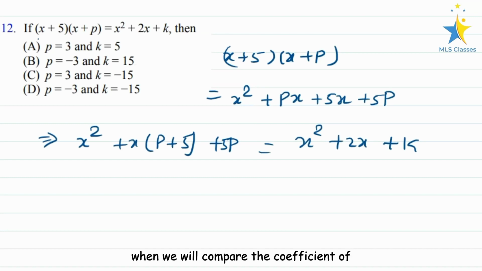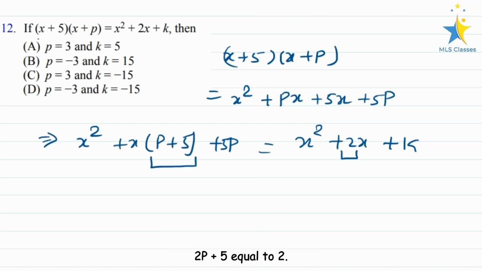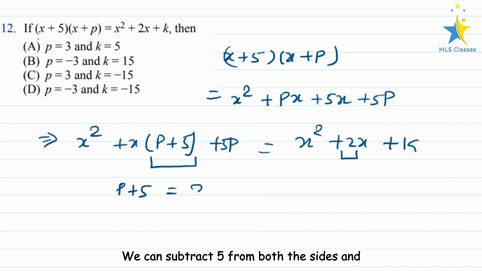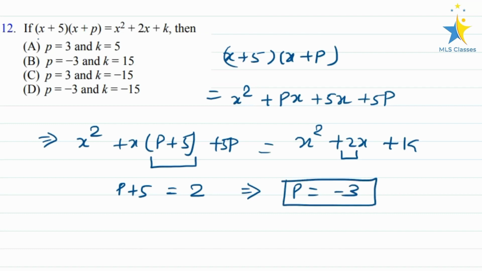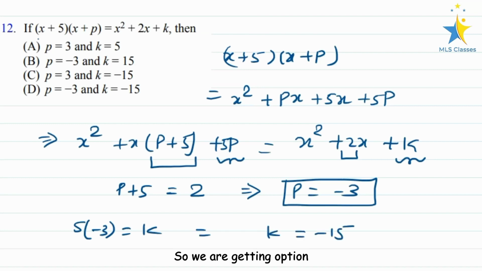So you can see when we compare the coefficient of x, p plus 5 should be equal to 2. We can subtract 5 from both the sides and we'll be getting p equal to negative 3. Now we'll put negative 3 and we can compare the constant term from both the sides. So we'll be getting 5 times negative 3 equal to k. So k is equal to negative 15. So we are getting option D.